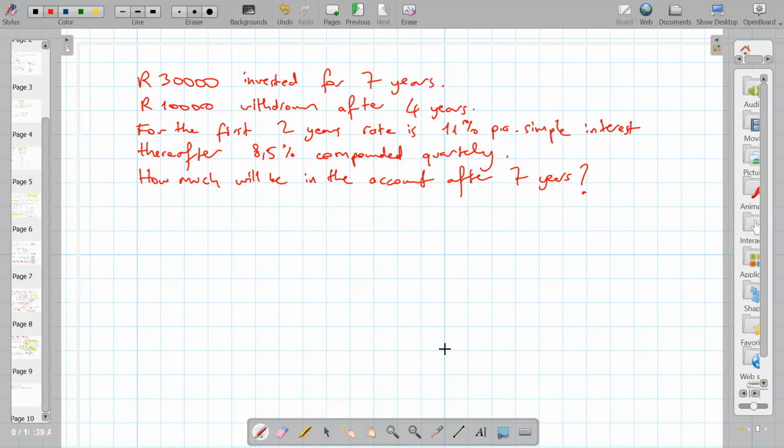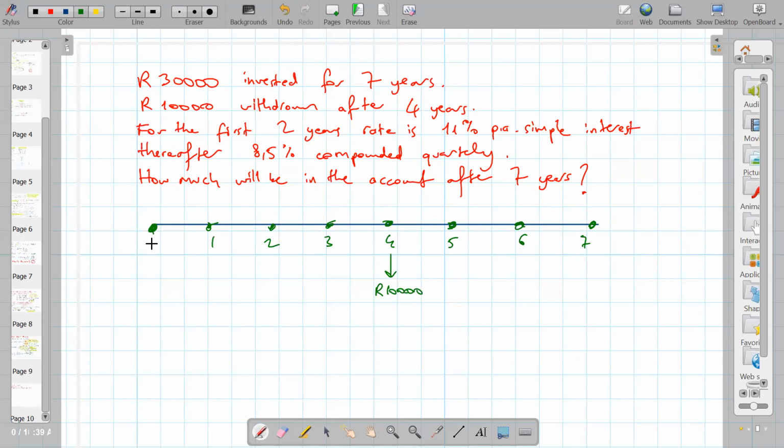So you have 30,000. For such questions, the best thing is to draw a timeline and write the things like what we had. So we invested 30,000 at the beginning. So it is 1, 2, 3, 4, 5, 6, 7 years. After 4 years, you withdraw 10,000 rand. That's the story. So you invested 30,000 rand at the beginning. Your money is growing. But then there's one more problem as well. The rate is changing.